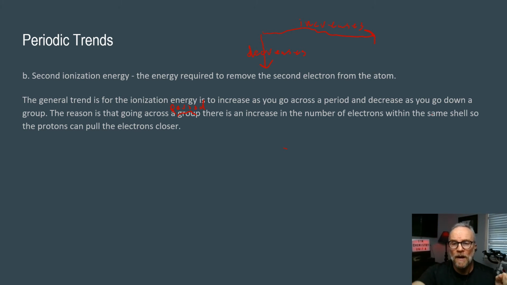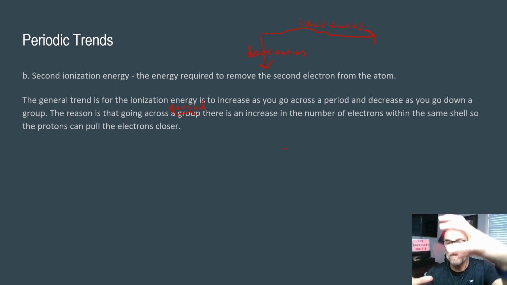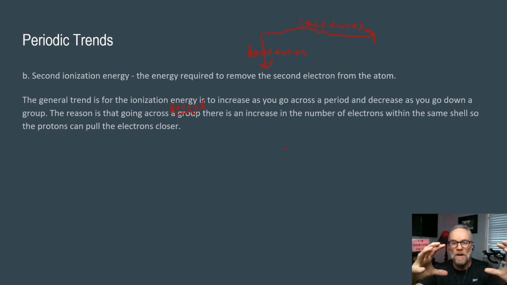Okay. As you go down a period, the atom gets larger and larger and larger, right? And so as the atom gets larger and larger and larger, the electrons get further away from the nucleus. And so therefore, they're easier to remove, and that ionization energy decreases. The energy to remove that electron decreases because the electrons are further and further away from the nucleus.